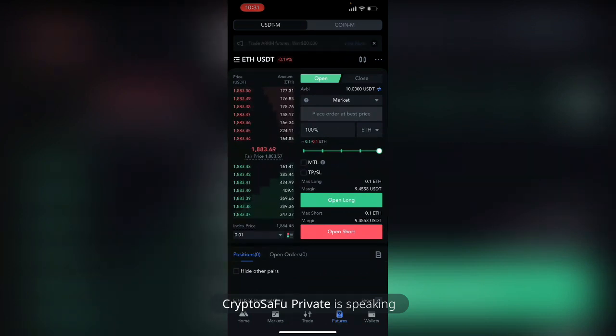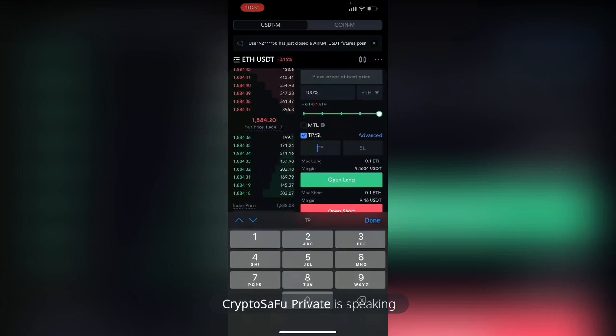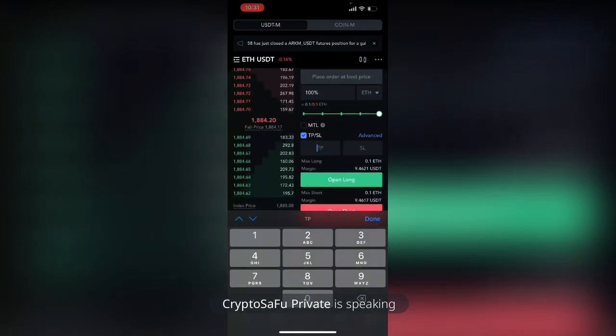So what is the next thing to do? I want to pick the TP and SL that is there. The TP means take profit. So at what particular stage do I want to take profit? Let me set it that I want to take profit when the trade comes to 1880. Don't forget that by setting this, I'm saying that the price will go down.